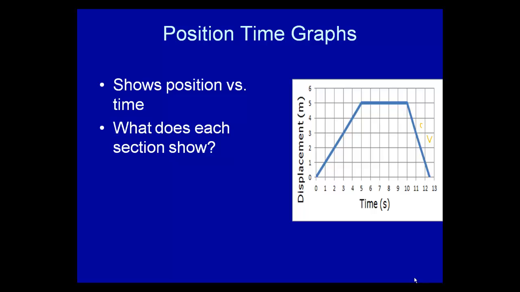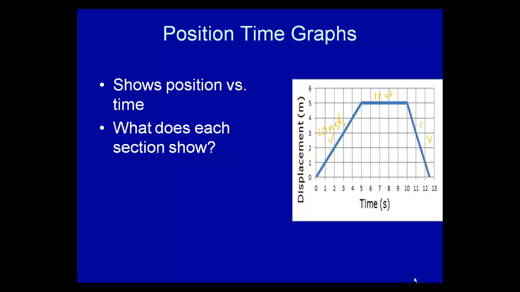Okay, now a position time graph, sometimes called a displacement time graph, is going to show displacement versus time. So let's take a look at what each section shows. So the first angled section shows constant velocity. The displacement is changing, but it's always changing by the same amount. So therefore that's a constant velocity. The top interval, well, it stays at 5 meters the whole time. So what that's actually showing you is rest.